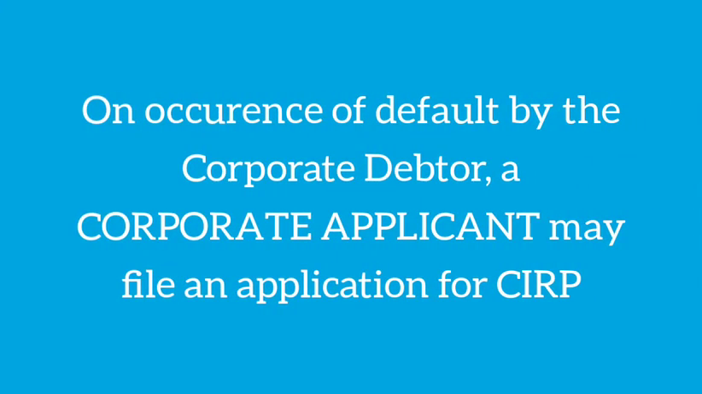Lastly, let us understand the procedure to be followed by a corporate applicant to initiate a CIRP process. Now, where a corporate debtor has committed a default, a corporate applicant may file an application with the adjudicating authority to initiate a CIRP process.